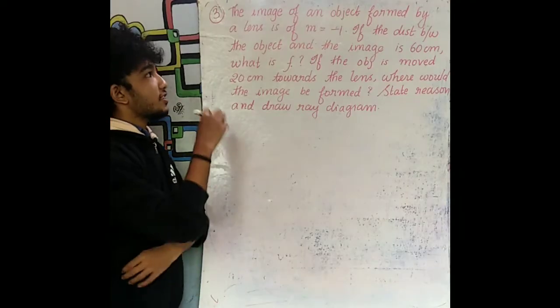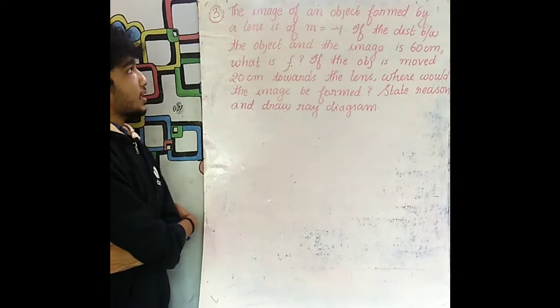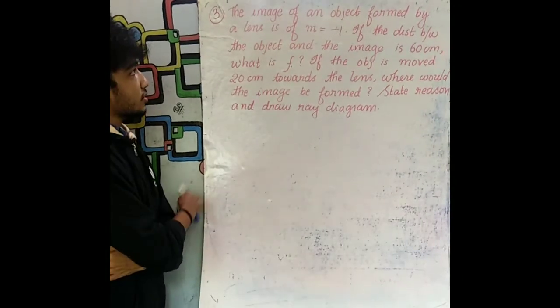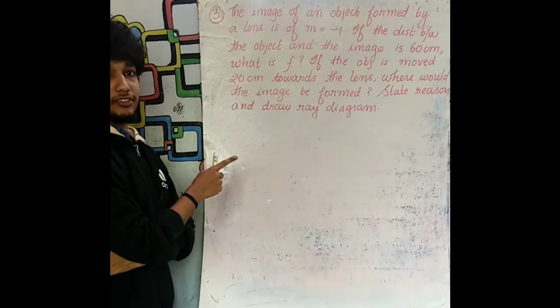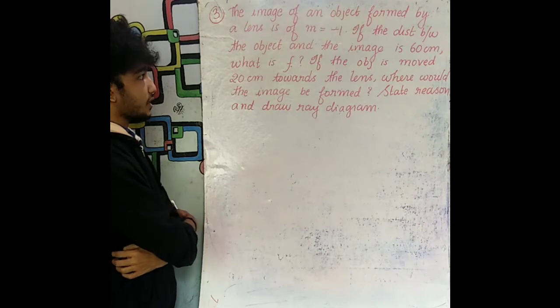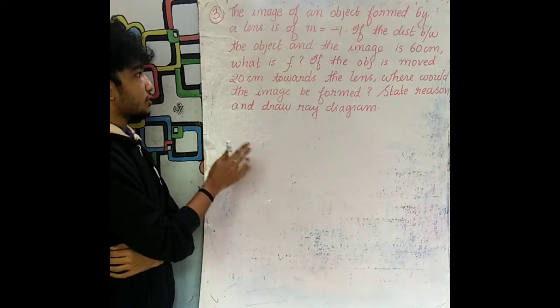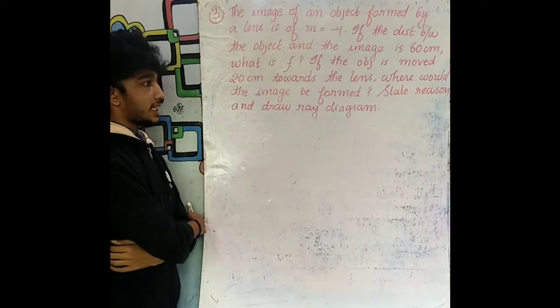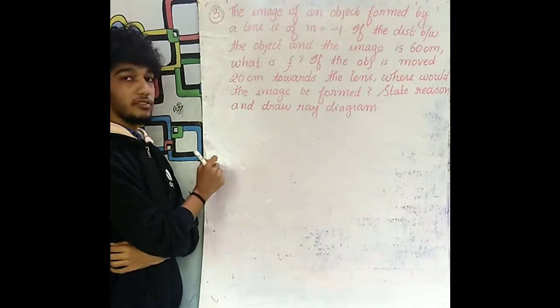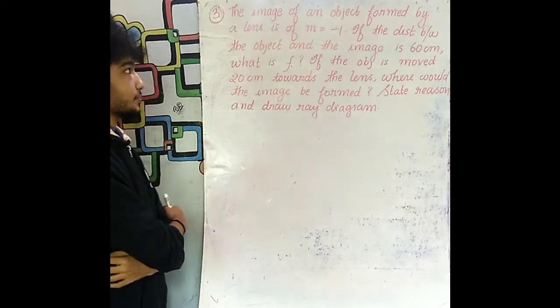So see the question here. This is a 3-mark question, CBSE 2016. The image of an object formed by a lens is of magnification -1. If the distance between the object and the image is 60 centimeter, what is the focal length of the lens? If the object is moved 20 centimeter towards the lens, where would the image be formed? State reason and draw ray diagram.